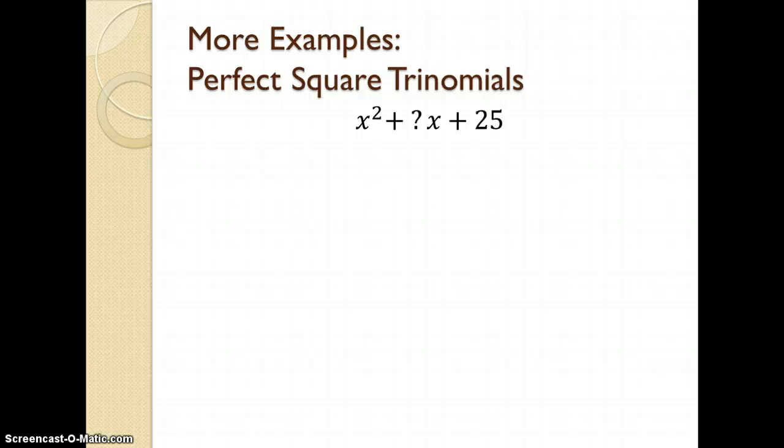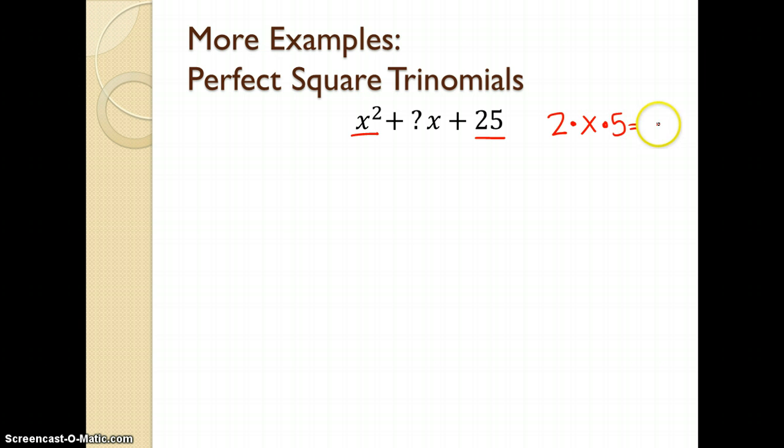This one I just wanted to check out and see if we can figure out what should go in that question mark blank. How would I know if this is a perfect square trinomial? I have a perfect square and a perfect square, but what should go in that question mark? So it should be 2 times the square root of the first term, which is x, and the square root of the last term, which is 5.